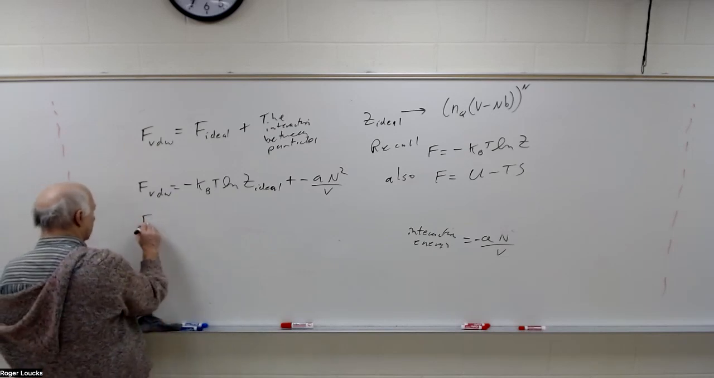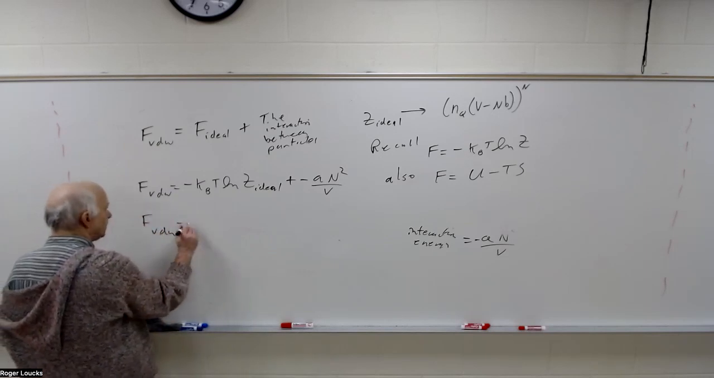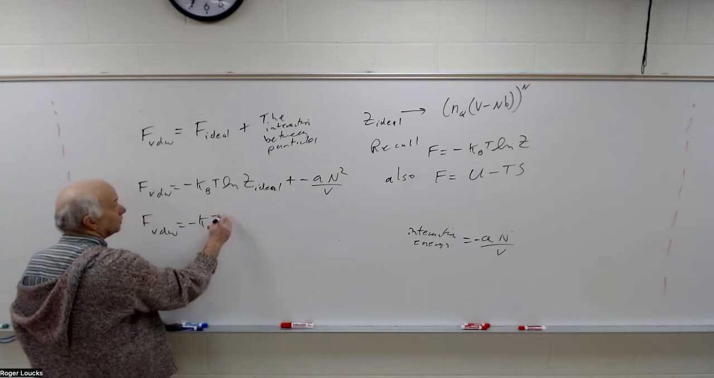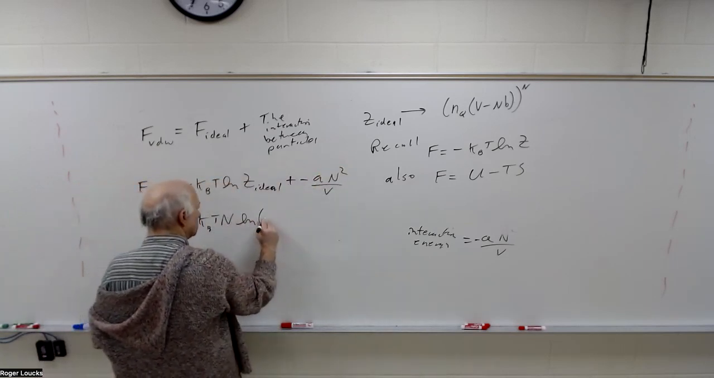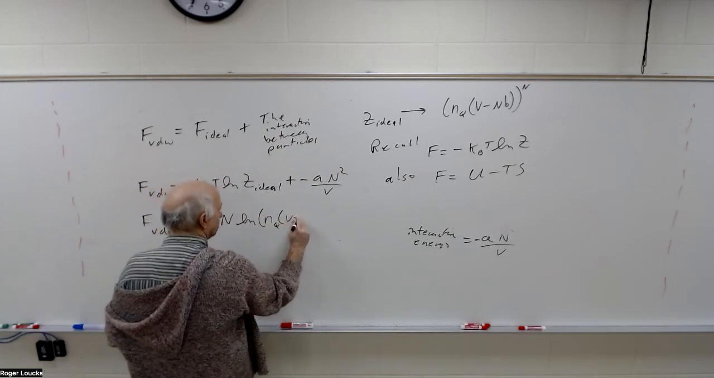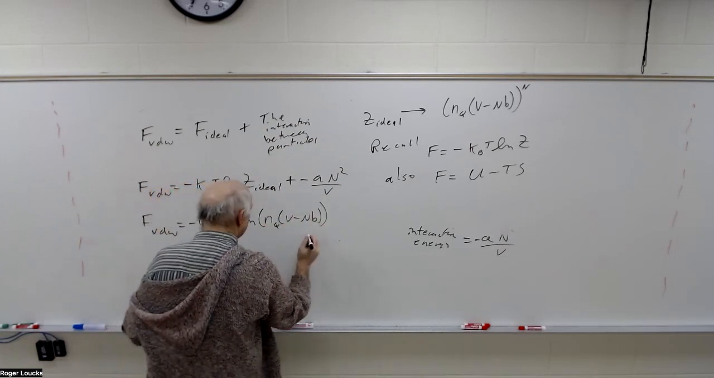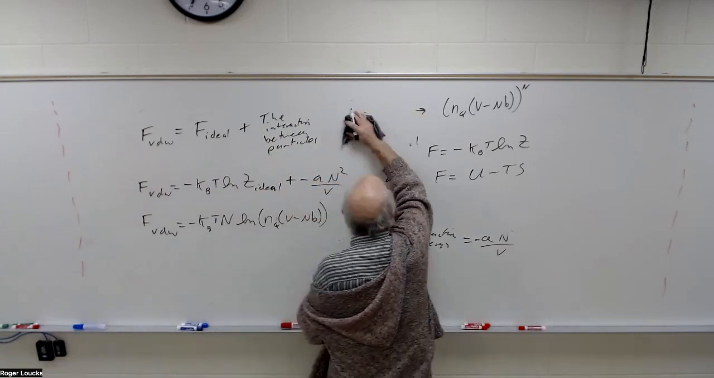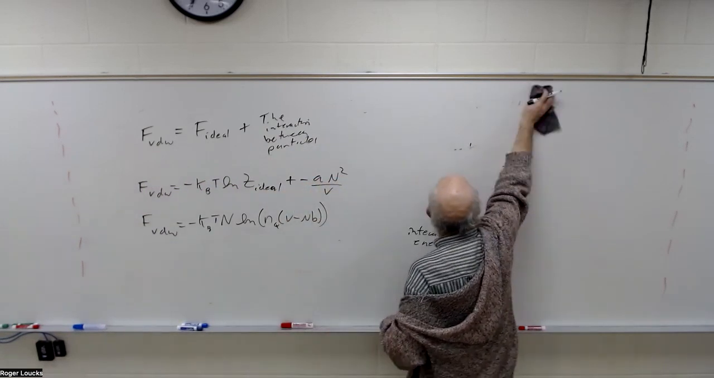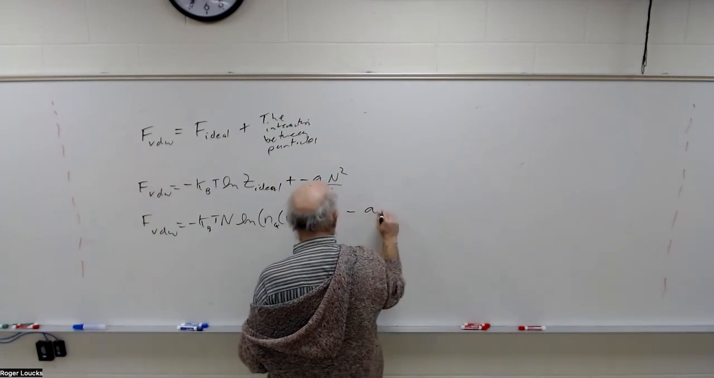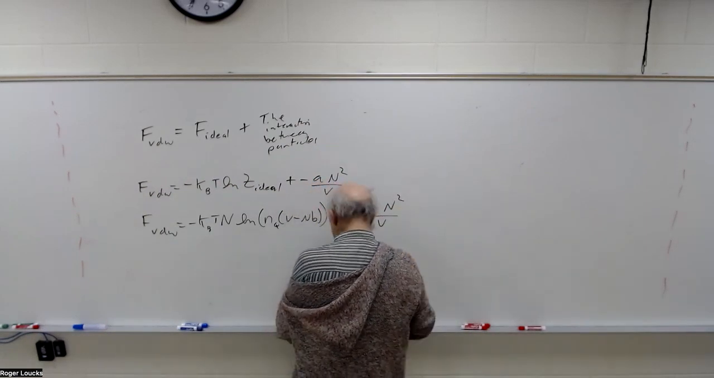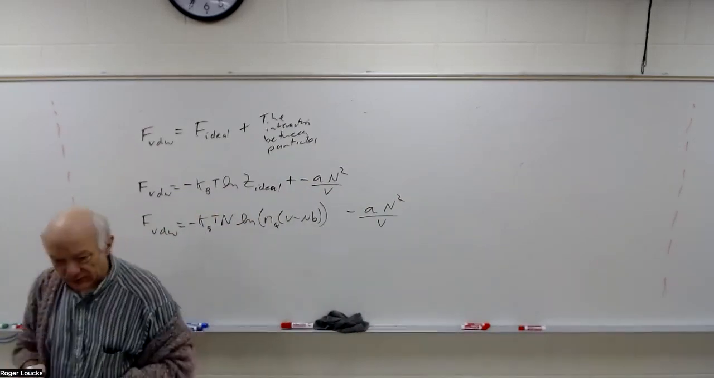Let's beat on this a little bit more. So this gives me minus n k_B T. This n comes down, and the ln of n Q minus n b here. Okay, minus a n squared over V. Okay, let me stop here. Does that part make sense?